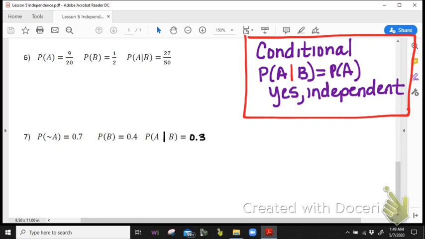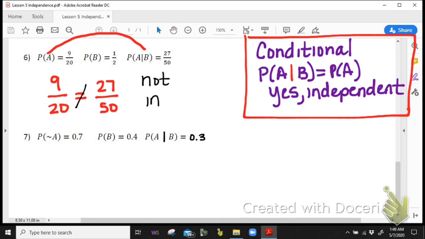We have the probability of A, which is 9 over 20, and the probability of B is 1/2. The probability of A given B is 27 over 50. So in order for A and B to be independent events, the probability of A has to equal that probability of A given B. So in other words, is 9 over 20 equivalent to 27 over 50? And the answer is no. They're not equivalent. Therefore, they're not independent.